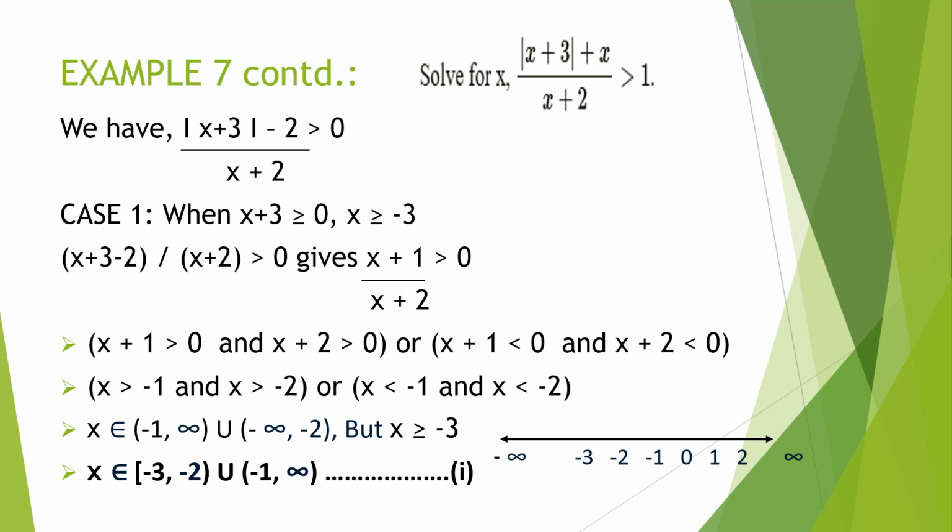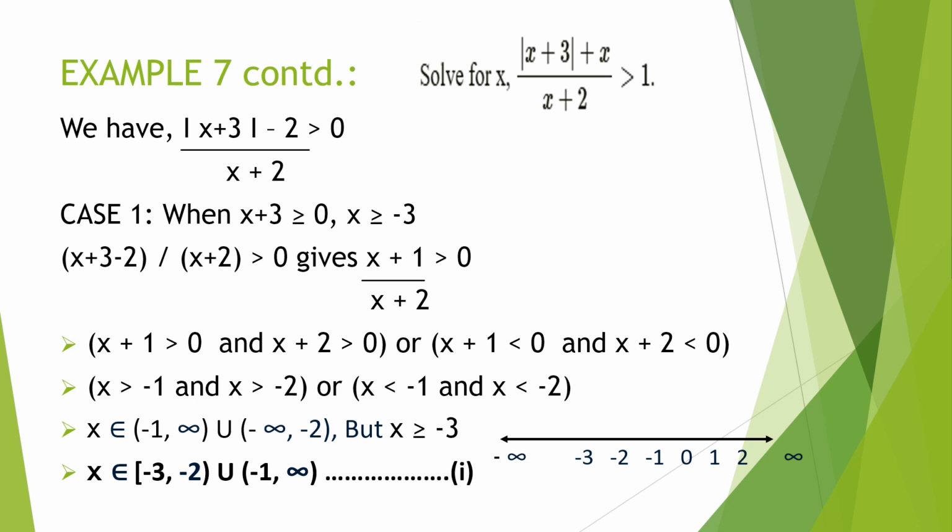So x + 1 > 0 and x + 2 > 0 means x > −1 and x > −2. Or another case is x + 1 < 0 and x + 2 < 0, so x < −1 and x < −2. Now when we combine both of them, I have shown the number line so that you can get an idea. When we combine both of them, x will belong to the open interval (−1, ∞) on the right hand side, union (−∞, −2) on the left side.